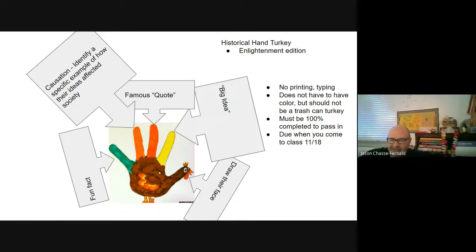So, create a hand turkey, draw the face of one Enlightenment thinker. What is their big idea? Give me a famous quote on that finger. Identify an example of how their ideas affected society. So what impact do their ideas have? And then give me a fun fact. Right. So, historical hand turkey.